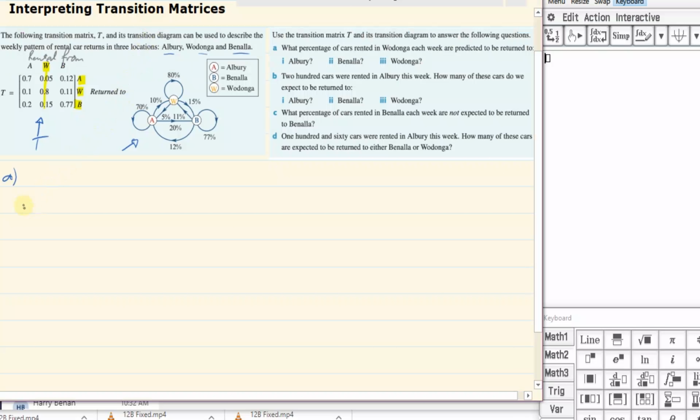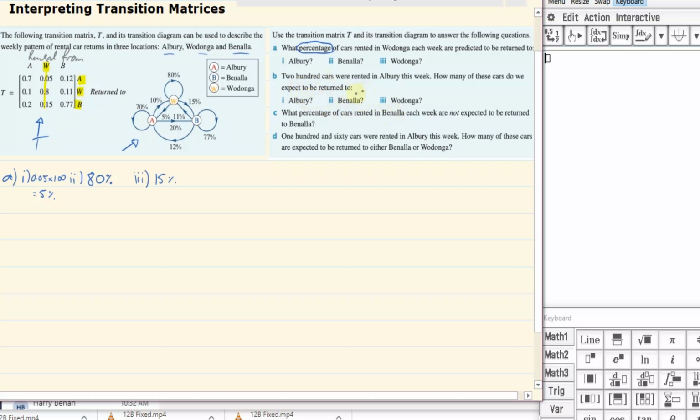We're given that as a proportion or a decimal. So parts 1, 2, and 3 to start with. Albury is 0.05, and 0.05 times 100 is equal to 5%, because it's asking for the answer as a percentage, so we don't want to give it as a decimal. Next, we've got 0.8, that translates to 80%, and then 0.15, which is 15%.